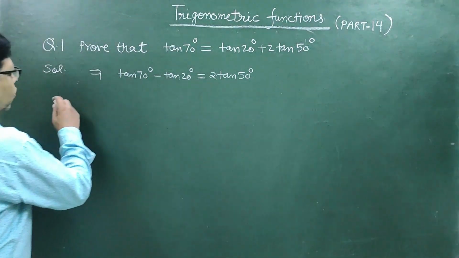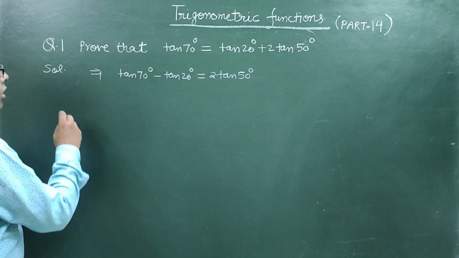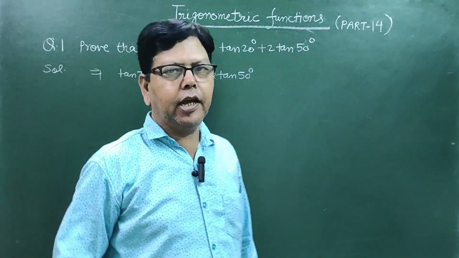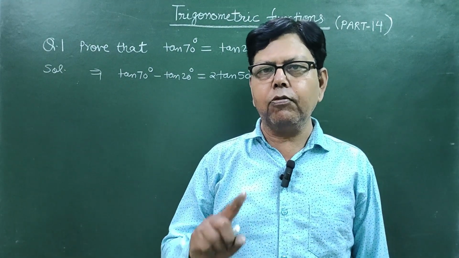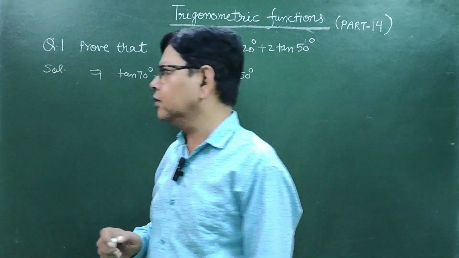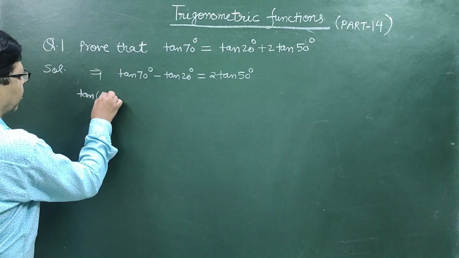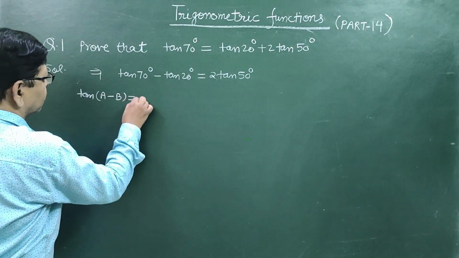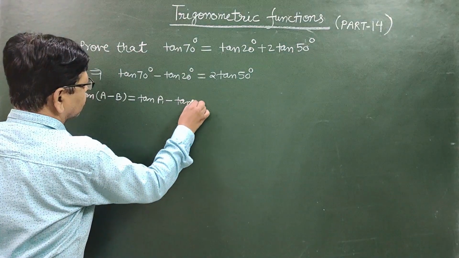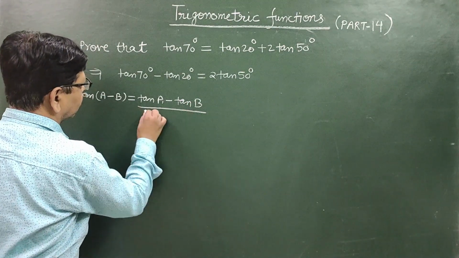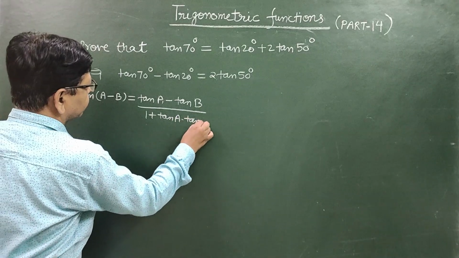Now you know the formula of tan A minus B. Tan A minus B is equal to tan A minus tan B upon 1 plus tan A into tan B. You know this formula, tan of A minus B is equal to tan A minus tan B upon 1 plus tan A into tan B.